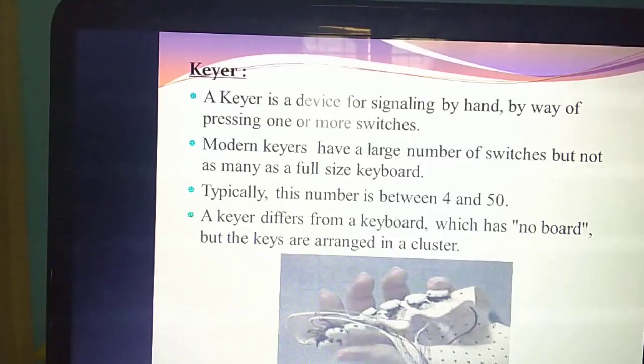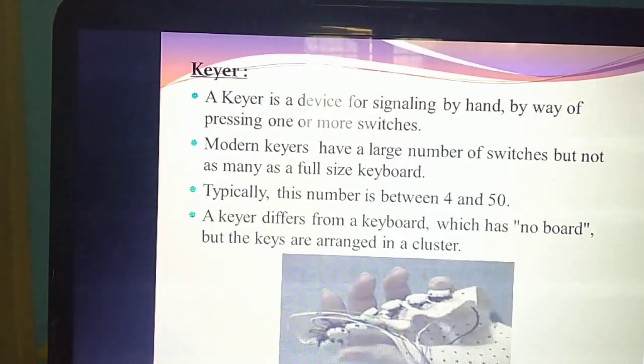Keyer. What's the use of this keyer? Keyer is a device where you give signals by pressing switches on it. Similar to a keyboard, it contains, instead of keys, switches. In a keyboard a lot of keys are there, but in a keyer only a small number are there, between 4 and 50. How many are present in a keyer? 4 and 50. In a keyboard the board will be there, but in a keyer there is no board; instead the keys are present in a cluster. Understand? Yes.